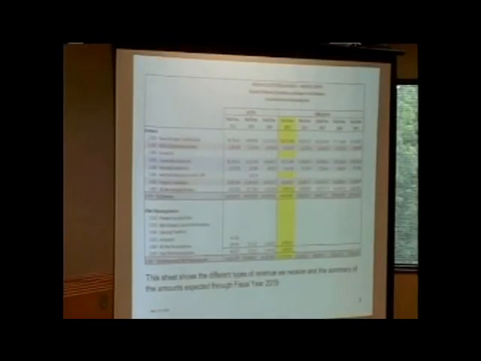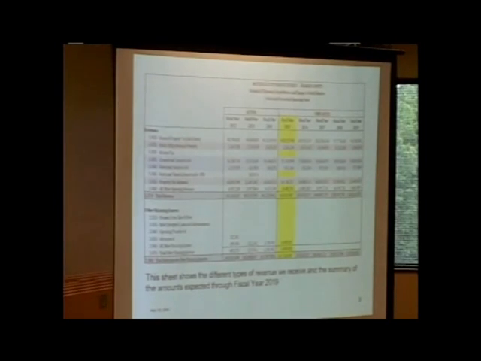What I try to do here, and I know if you're in the back you're not going to be able to see it, is make sure everybody understands at least how to read this when you see it. On the left side here is the list of the revenue sources, where the revenue comes from.